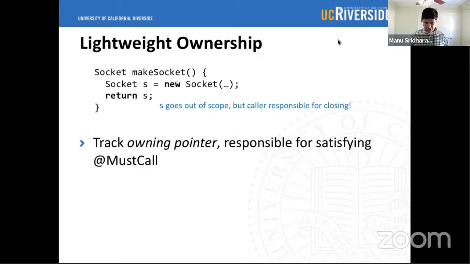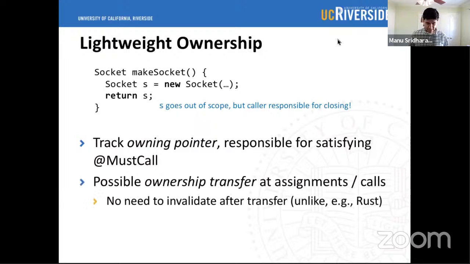So what we try to do is track an owning pointer. That's the pointer responsible for satisfying this must call obligation. And we perform ownership transfer at certain assignments and calls. But unlike other ownership type systems like in Rust, we don't need to invalidate a pointer after ownership has been transferred, because we're only going after this must call property. We're not trying to prove something like eliminating use after free errors, which does require invalidation.